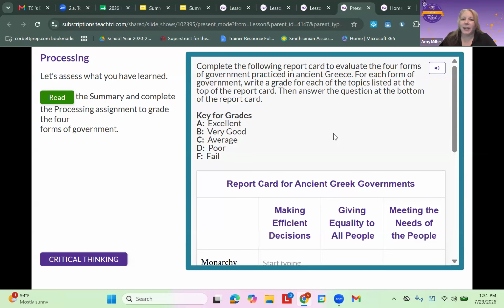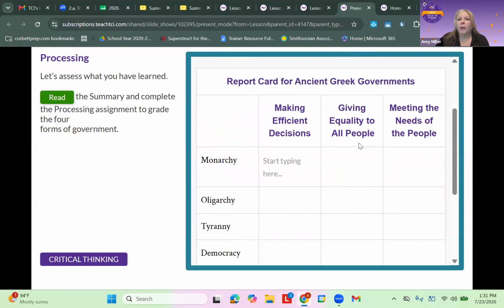So, this processing activity is really smartly placed because we want them to evaluate the four forms of government that were practiced in Greece. We want them to give them grades. Also, though, we want them to identify that, yes, a monarch makes very efficient decisions, but it did not give equality to all people. And depending on the monarch, different groups of people had their needs met.